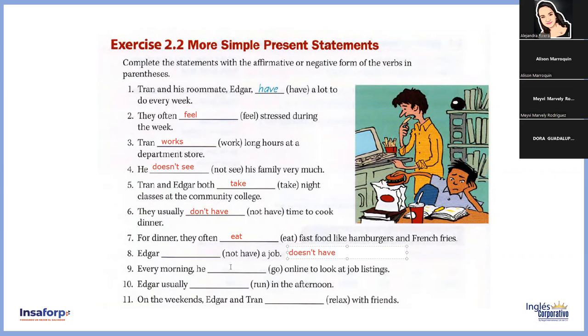Alejandra, please, number nine. Every morning, he goes. He goes. Okay. Goes. Very good. Okay, then we have number 10. Maybe, please. Edgar usually runs. Yes, right. Runs. Luego tenemos on the weekends, Edgar and Tran. Relax. Okay, very good.